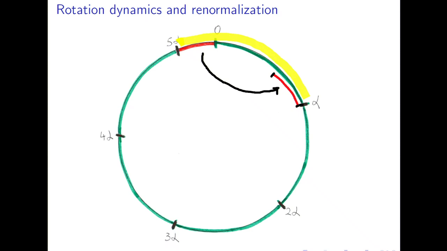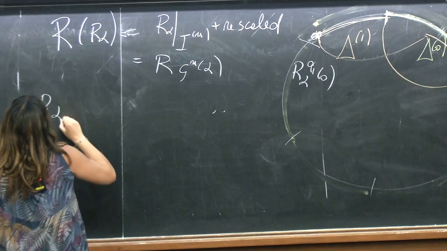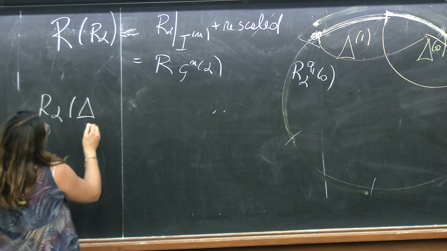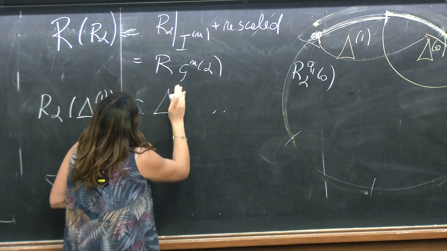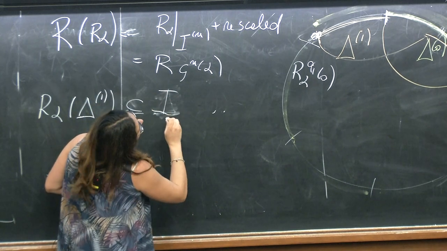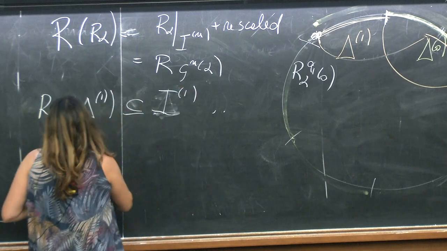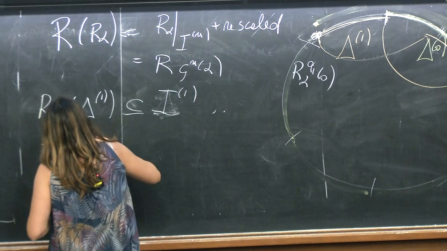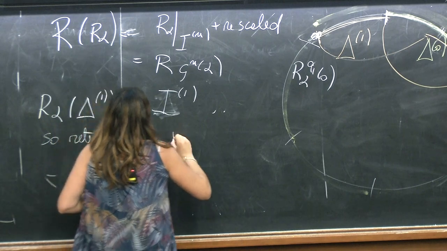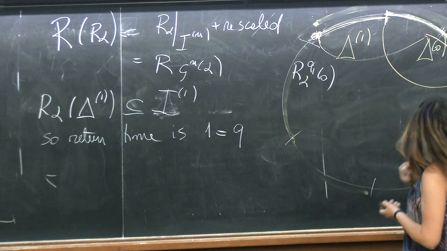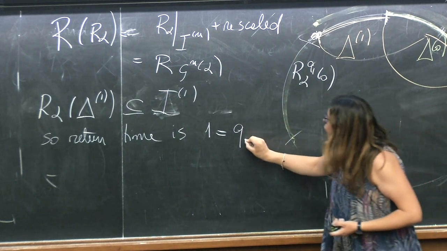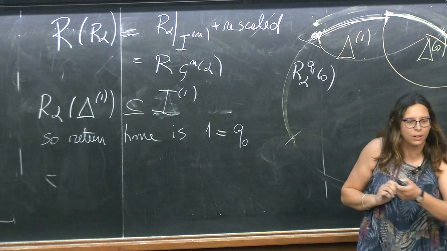So maybe I can say, if I want to write everything, what do I want to say? I want to say that r alpha of delta, what is it called, delta 1, is already contained in I1. So the return time is 1. But notice that 1 is also q0. The first iterations are confusing, because 1 is also q0. So we proved that it returns in q0 iterate.